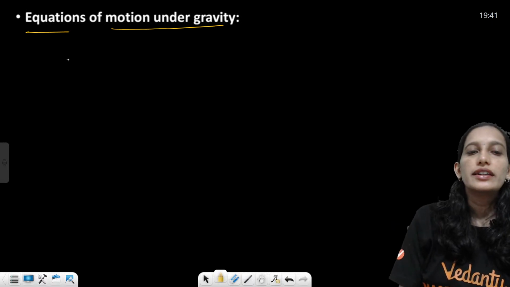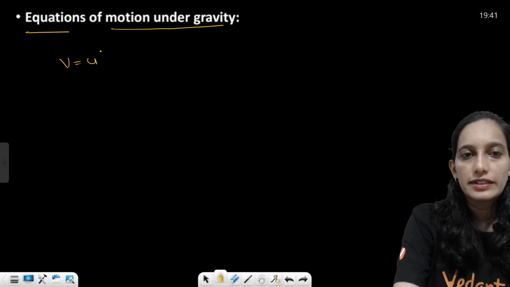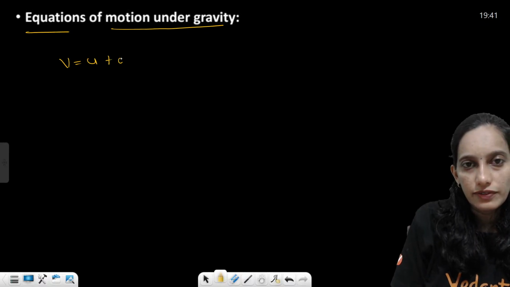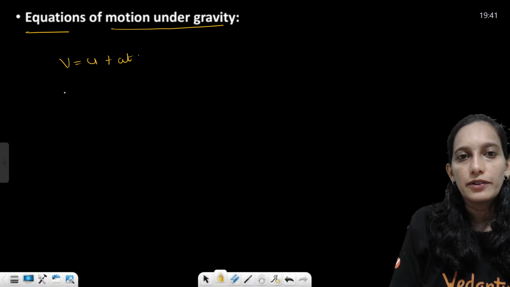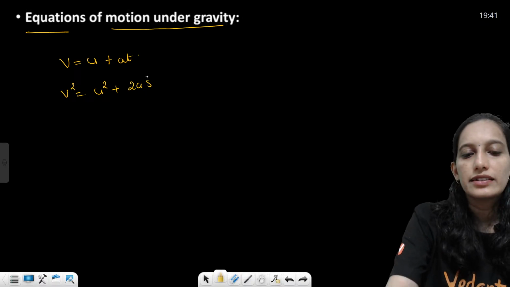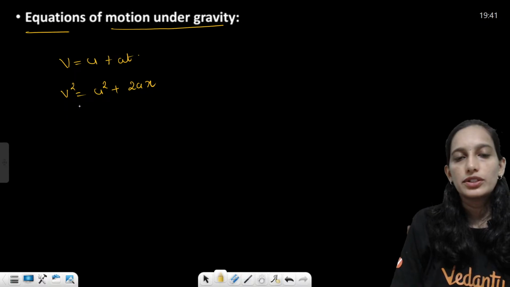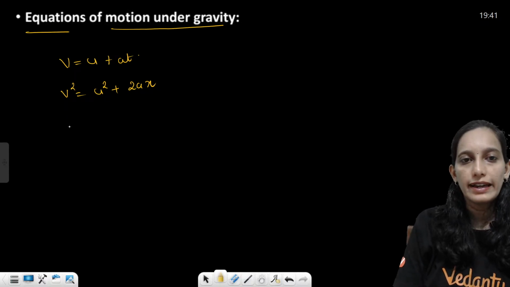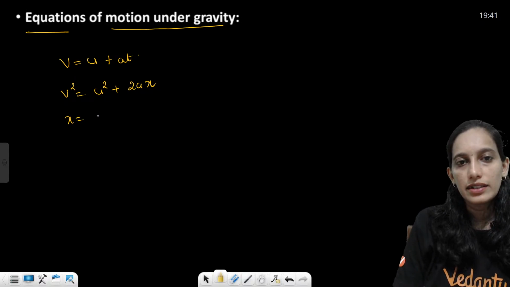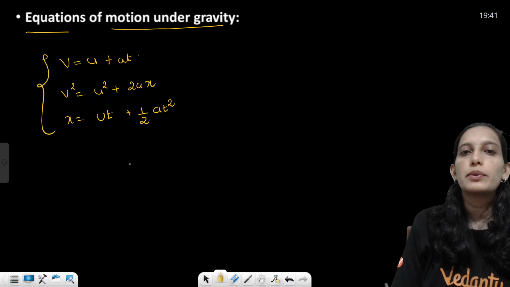So we have these three equations of motion. v is equals to u plus at, I'll just rewrite that first, and then we have v square is equals to u square plus 2a x, or take it as s, some book may refer as s. Okay, v square is equals to u square plus 2ax and x is equals to ut plus half at square. So these are the three equations of motion.